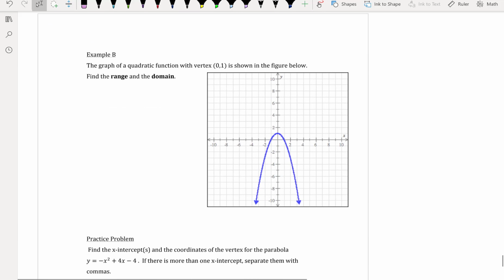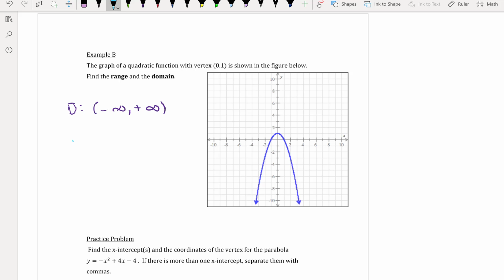Now, for example B, it says the graph of a quadratic function with vertex (0, 1) is shown in the figure below. Find the range and the domain. Okay, so my domain, for the most part, whenever I'm talking about parabolas, is always going to go between -infinity to +infinity. Okay? Because the x values are infinite in either direction.